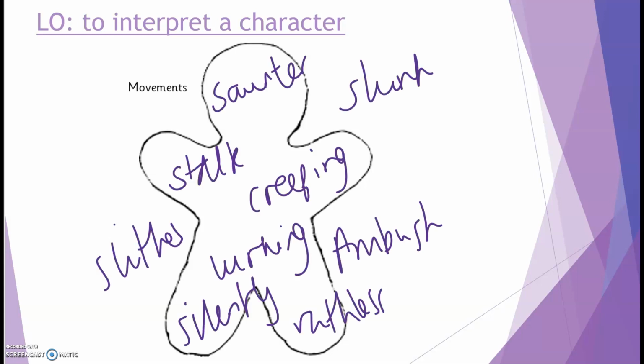Okay, so as you can see, I picked quite negative words. I've got saunter, slink, stalk, creeping, slither, lurking, ambush, silently ruthless. I've decided that Grendel is probably going to be quite sneaky. He's not going to announce himself before he gets to the camp because he wants to catch them when they least expect it. So all the words I've gone for are how Grendel can move around in a sneaky kind of way.